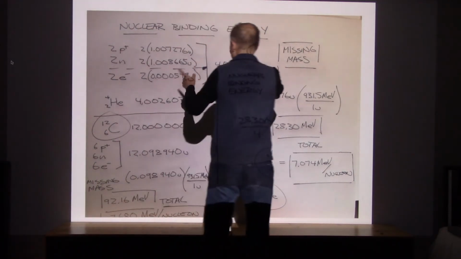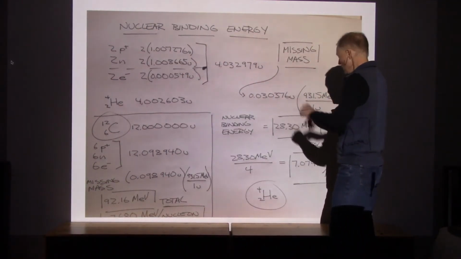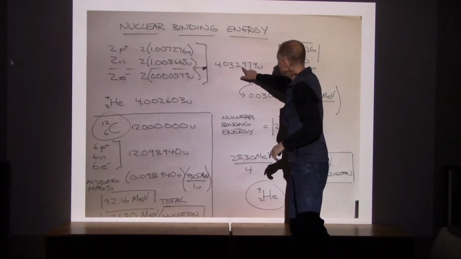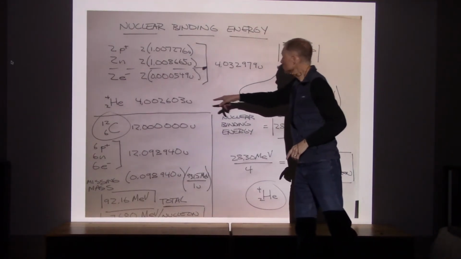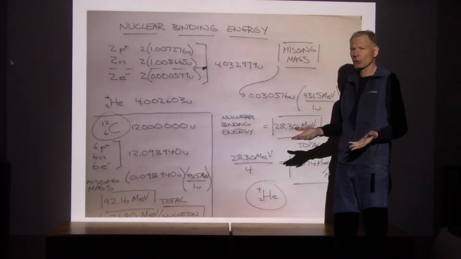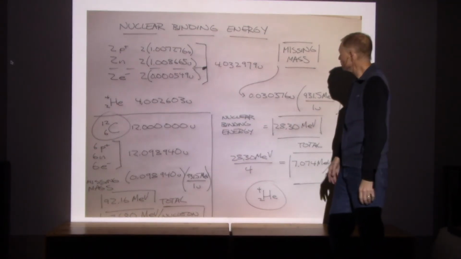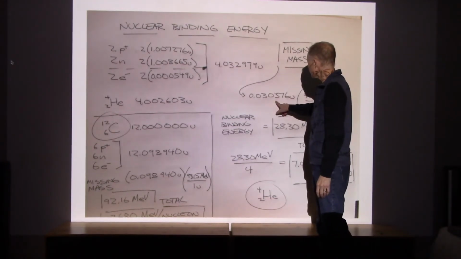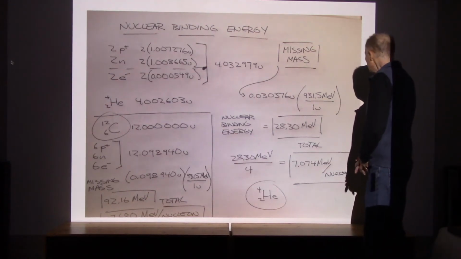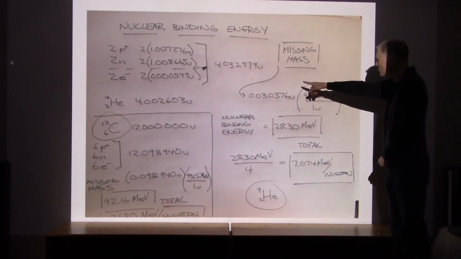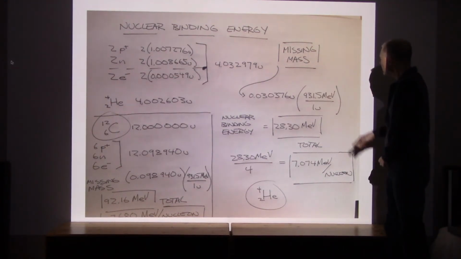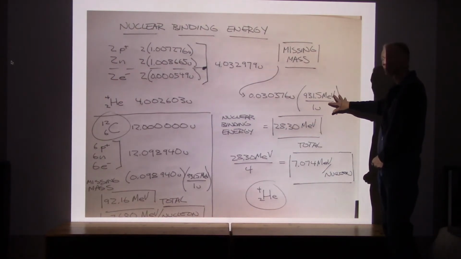And so I can subtract those 2 numbers. Now what happened was, since this number and that number were actually really quite similar, I needed a lot of significant figures to be able to subtract them. And what I ended up with was 0.030376. Now what we're going to do is, that's a certain amount of mass that's missing. Let's find out how much energy that corresponds to.